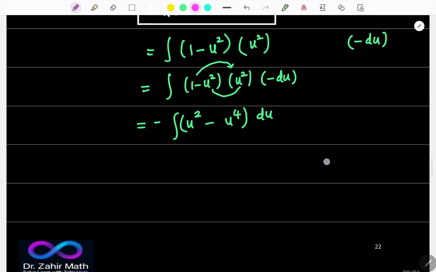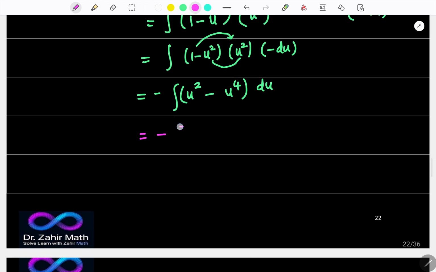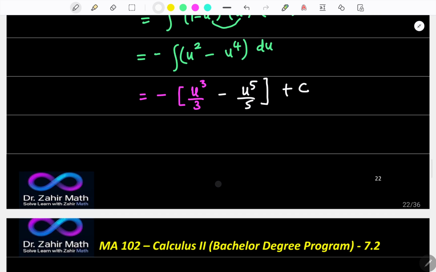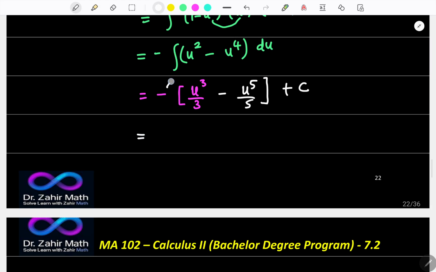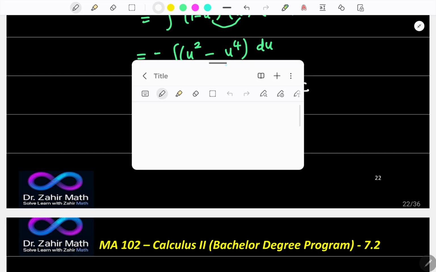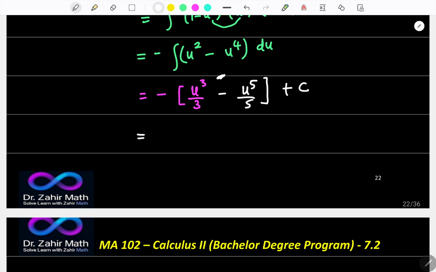We are going to do integration now. So this equals minus. What is u square integration? U cube divided by 3. What is u power 4 integration? U power 5 divided by 5. And then plus integrating constant c. If you want, you can take the minus inside. So minus u cube divided by 3. Otherwise, you can also keep it outside. Nothing wrong in that. I'll keep it outside, because the minus is already out, so no need to have the minus inside.